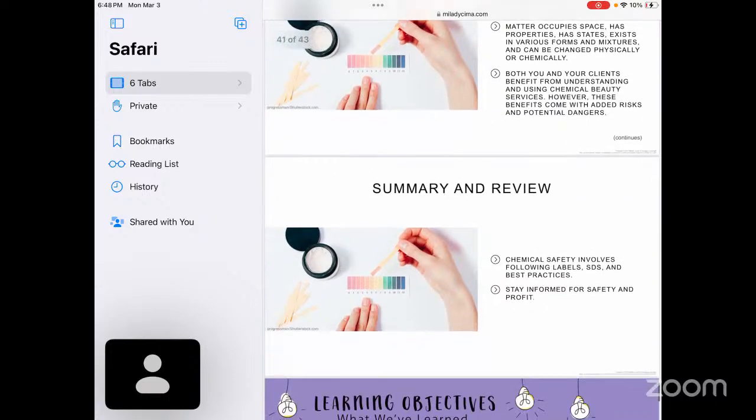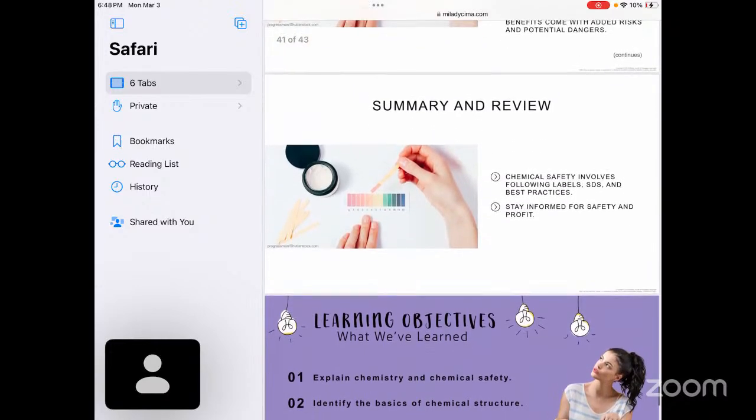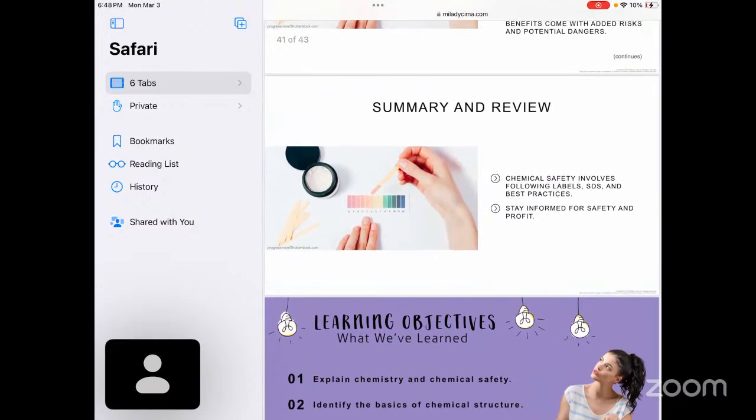And then there's the chemical safety component. It involves following labels, safety data sheets, and best practices, which means it may not be the rule, but it may be a golden rule. Here are some best ways to discard chemicals, some best ways to discard wrappers, and where we should keep our SDS sheets, and so on and so on.